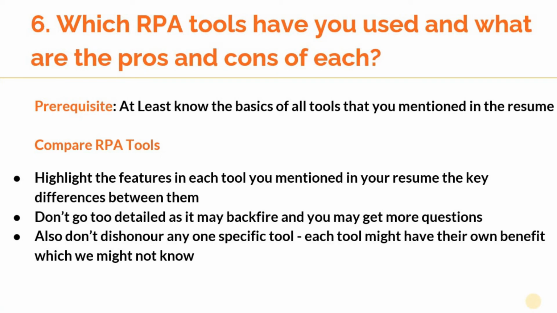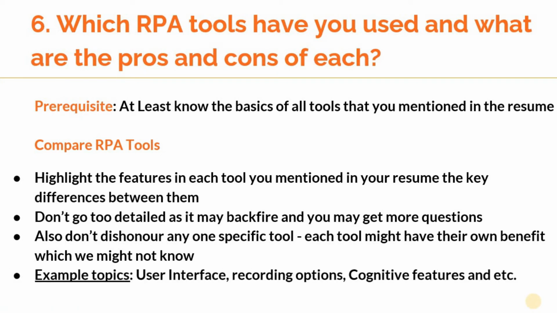Here are some example topics that you can compare. For example, you can talk about the user interface. You can say how the user interface is different in each RPA tool that you know, and also the recording options, which we saw some time before. And also, you can talk about cognitive features as well. It is also fairly safe to say that the cognitive feature of this RPA tool is better than that, because cognitive RPA is something that each RPA vendor is currently working on. So that should be acceptable.